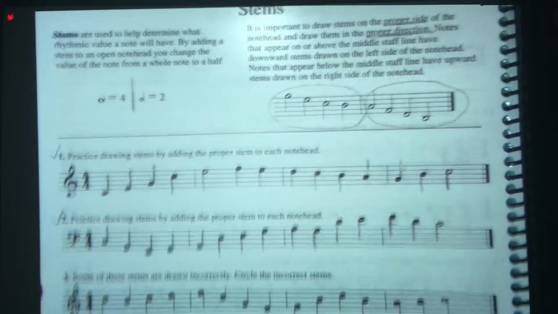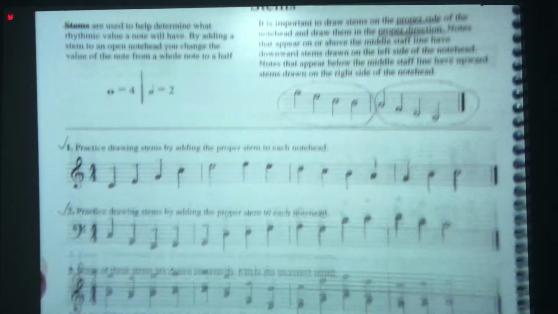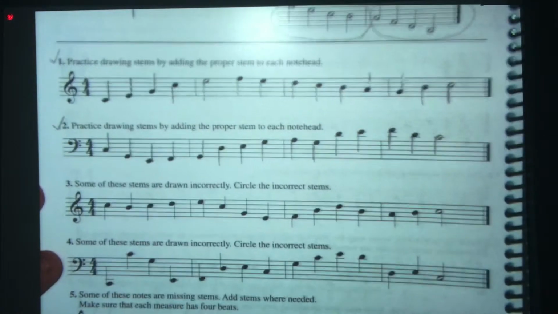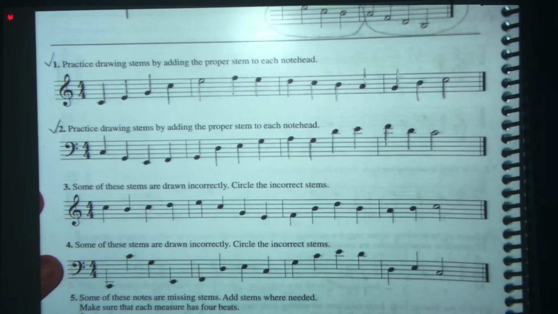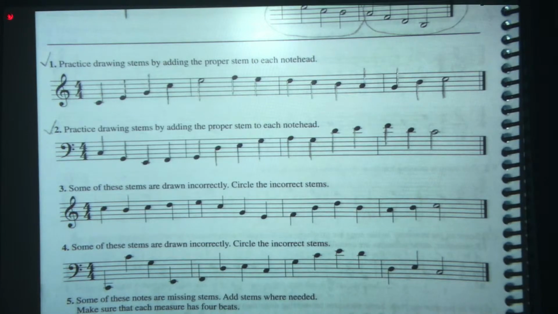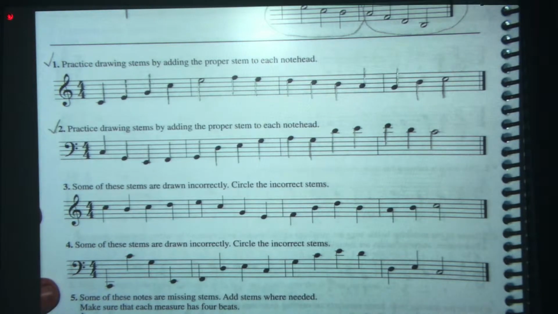Now we're getting to the point where we can actually write our own music. We'll do the same in percussion ensemble. Sometimes I'll ask you to write some rhythms. Number 3, some of these stems are drawn incorrectly. Circle the incorrect stems. Okay.